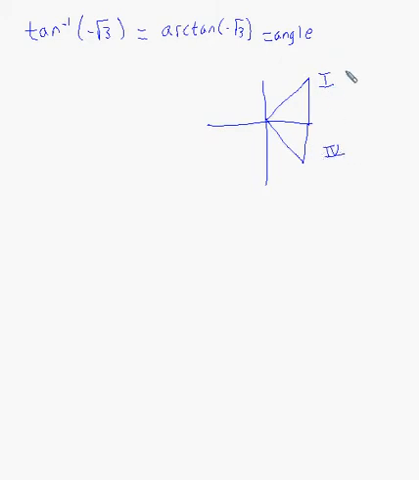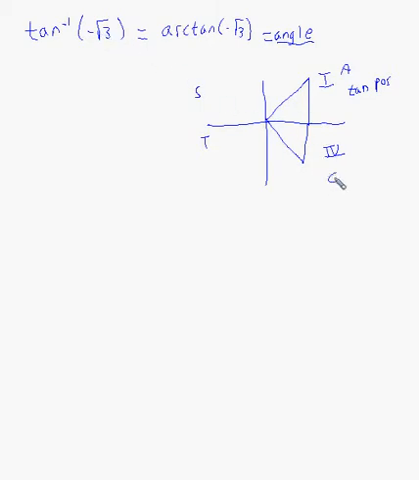If you remember the acronym All Students Take Calculus, in quadrant 1 all the trig functions are positive. It means tangent is positive in this quadrant. If you take the tangent of an angle in here, you're going to get a positive ratio. I don't have a positive ratio. I have a negative ratio, negative radical 3. So the answer my calculator is going to give me is not quadrant 1. I said the inverse tangent always gives answers in either quadrant 1 or 4. The angle has to be one of those two. It always does that. But because I gave it a negative ratio, it must be quadrant 4.